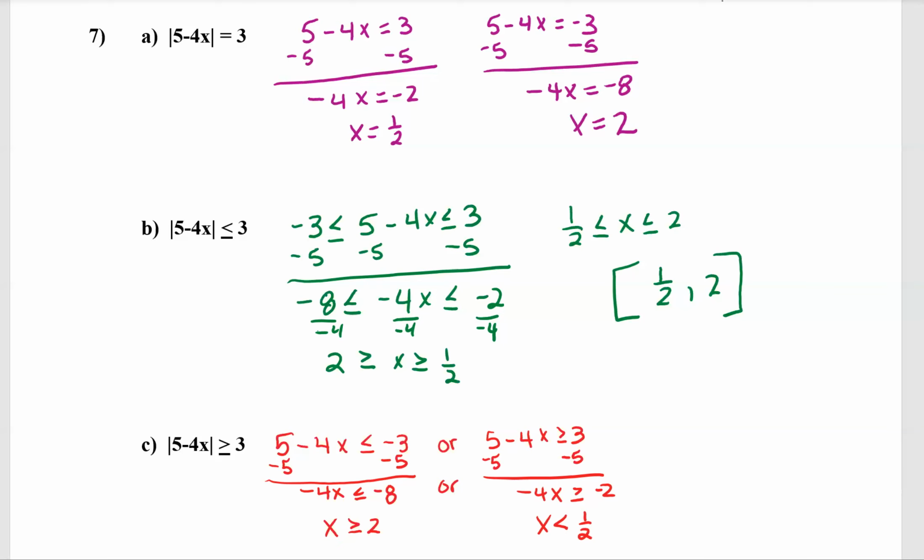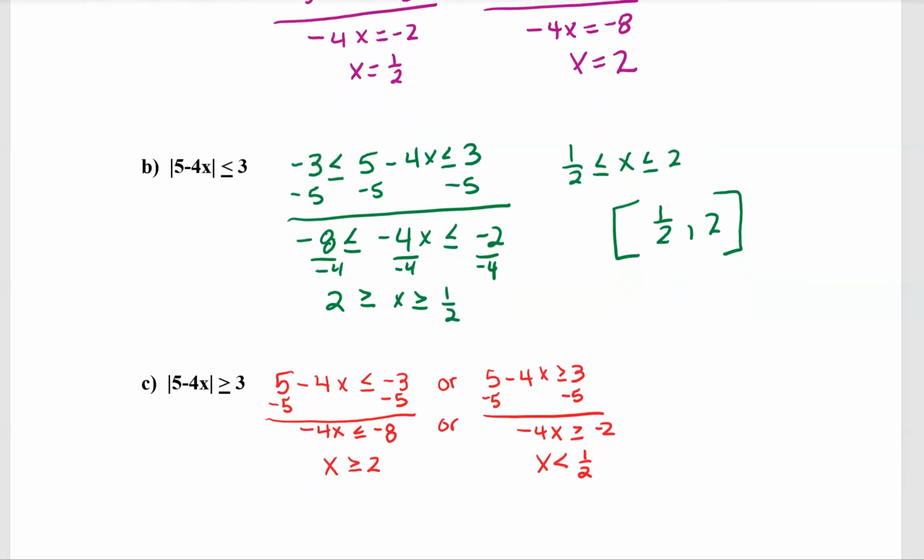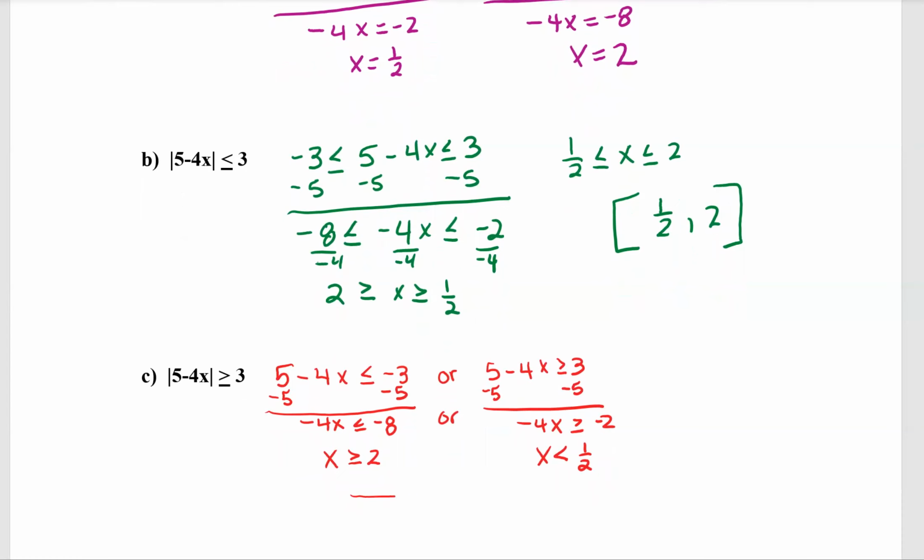And then you might have to draw this on a number line so you kind of see what's going on. We have x is less than or equal to 1/2, and, or x is greater than 2. So our interval is from -infinity to 1/2, union from 2 to infinity.